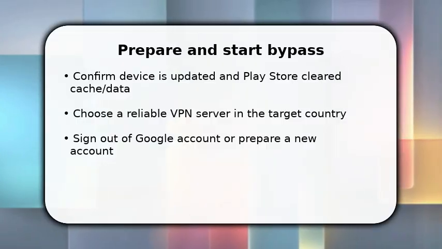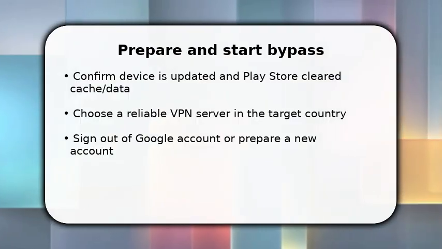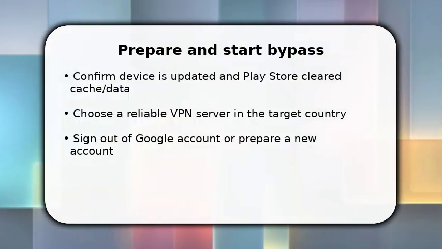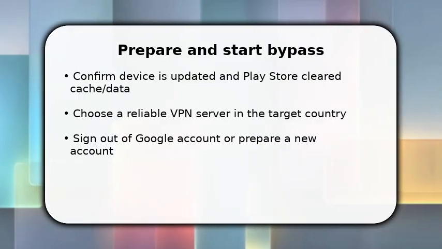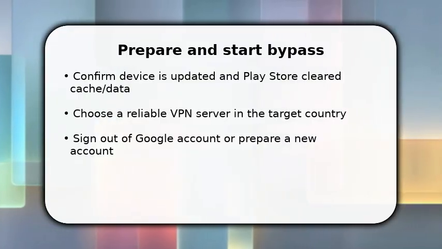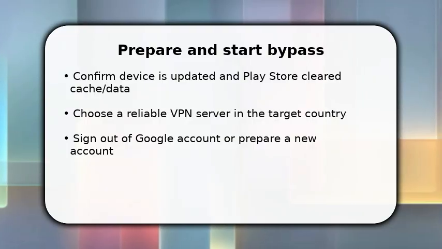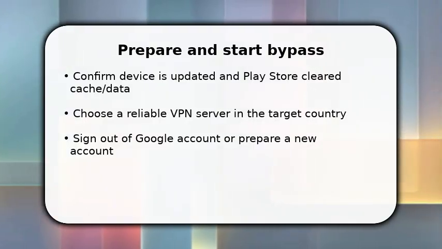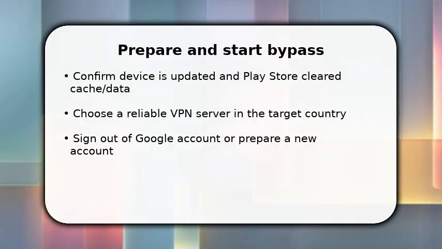You will start by setting up the essentials. Make sure your device runs the latest OS and clear Play Store cache and data to remove cached region flags. Next, connect to a reputable VPN and pick a server located in the country where the app is available. This changes your IP geolocation.